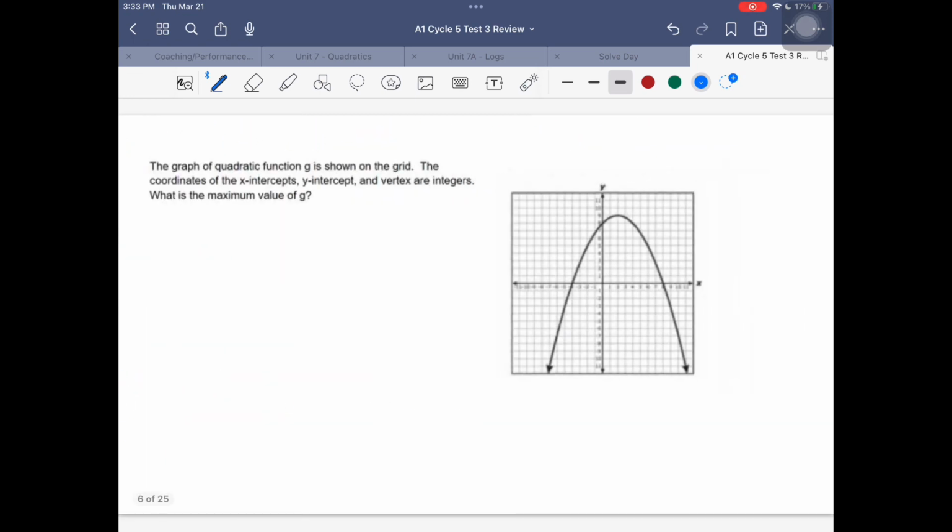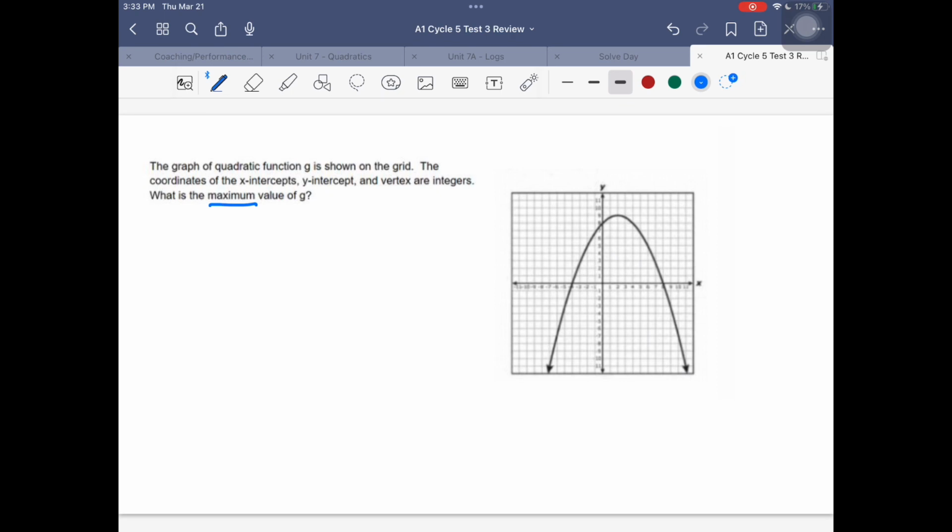Okay, this one right here says the graph of a quadratic function g is shown on the grid. The coordinates of the x-intercepts, y-intercept, and vertex are integers. Honestly, guys, this is just telling me that there's stuff on the graph. This is kind of like fluff. You don't need to worry about this. The biggest thing it's asking is the maximum, okay?